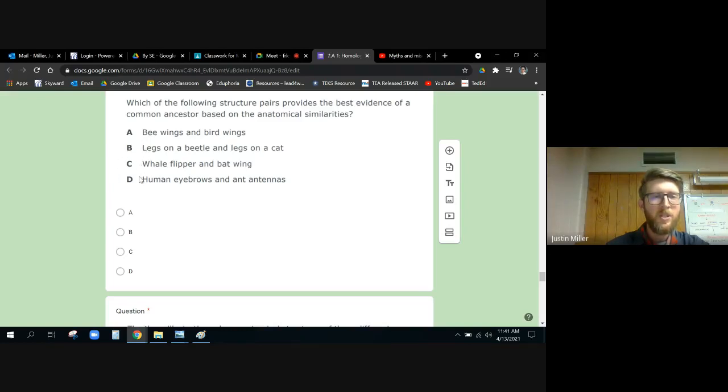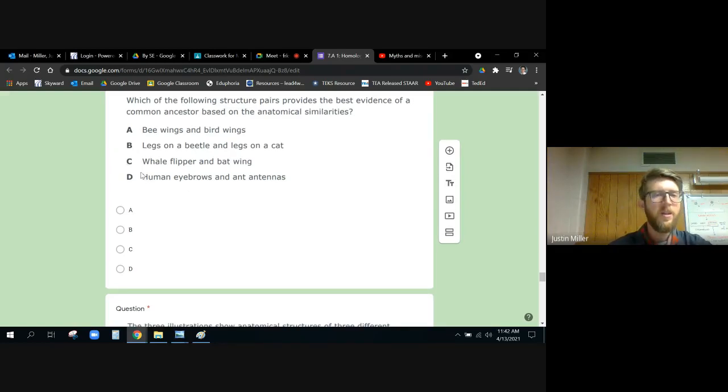Between C and D, which one makes more sense that it's true? I don't think human eyebrows and ant antennas are anything alike. They don't do the same function. They're not the same structure. They don't even look the same. So it must be C, right?